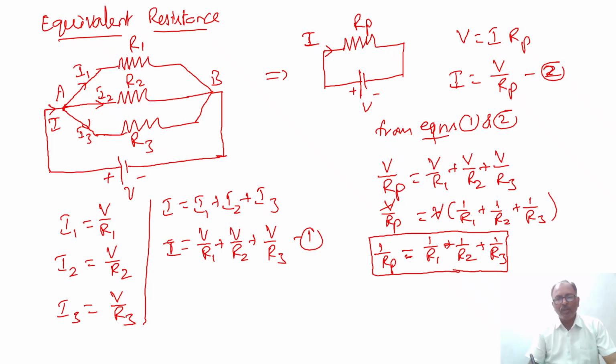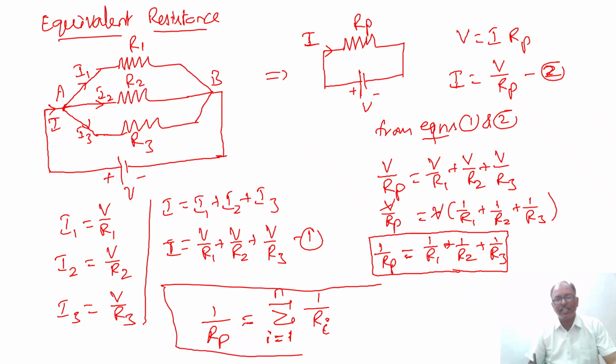Suppose if you connect 4 elements, then plus 1 by R4 is going to be added. So 1 by Rp is equal to sigma i equal to 1 to n of 1 by Ri, when n number of resistances are connected in parallel. So 1 by Rp equal to sigma i equal to 1 to n of 1 by Ri gives the equivalent resistance when n number of resistors are connected in parallel. So this is the generalized expression.